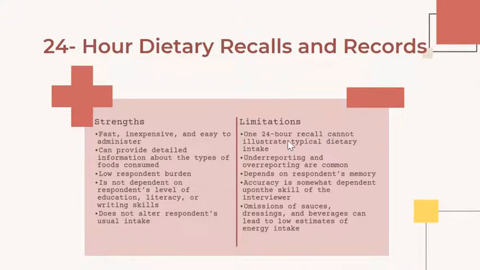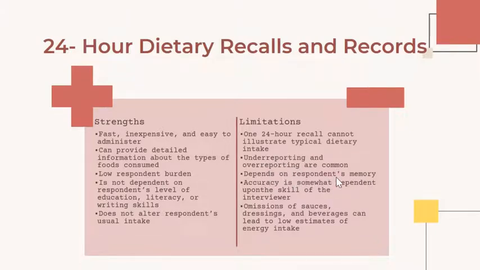As for the limitations, here are your limitations. A 24-hour recall cannot illustrate typical dietary intake, because there's only one. So there has to be a series of 24-hour recalls, and underreporting and overreporting are common. This is just based on your memory, so chances are you will not report the foods that you think you don't want to write there. For instance, you actually ate a whole pizza, and you don't want to report that, so you don't write that one. So there's the chance that you will be dishonest with what you are going to report.